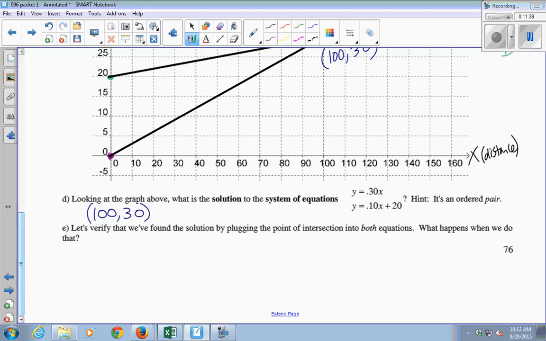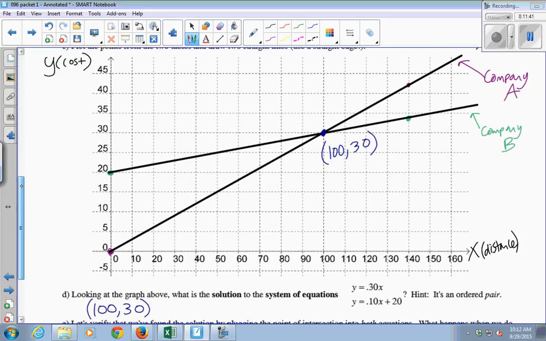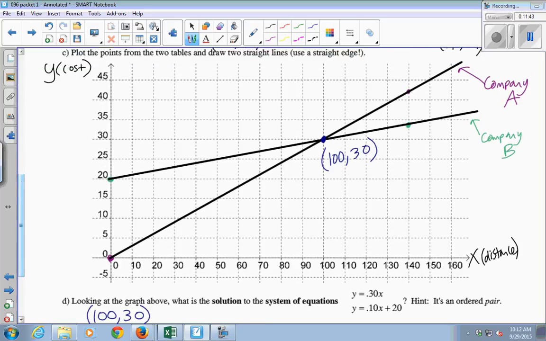What does that mean? What does that point signify in terms of the distance in miles and the cost? At 100 miles, it costs the same from both companies. Both companies will charge you $30 to go 100 miles. Very good.